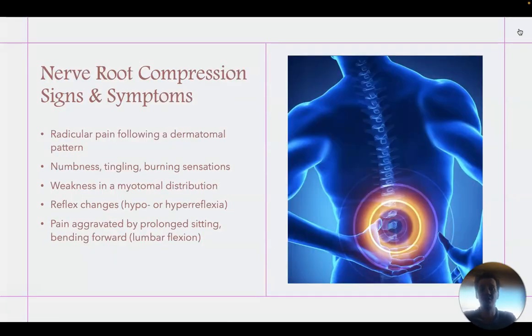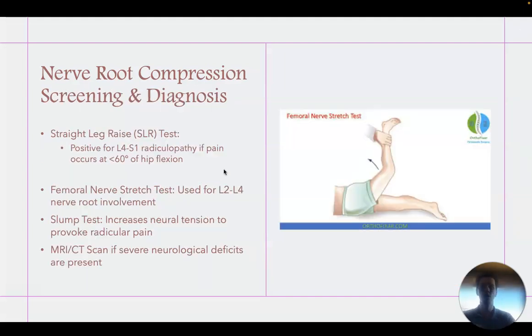Signs and symptoms of NRC include radicular pain following a dermatomal pattern, numbness, tingling, and burning sensations, weakness in a myotomal distribution, reflex changes, and then pain aggravated by prolonged sitting or bending forward, which typically puts more pressure on those nerve roots. Nerve root compression screening and diagnosis.